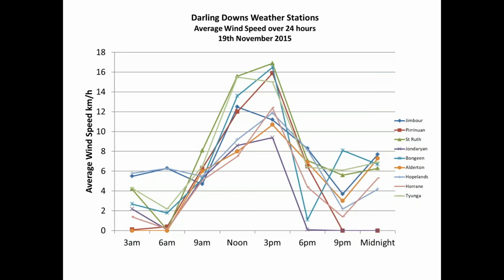Sorry, I was going to say, for those who haven't been on the Darling Downs or been to this part of Australia, the Darling Downs is a very flat black soil area with the Condamine River flowing through it.